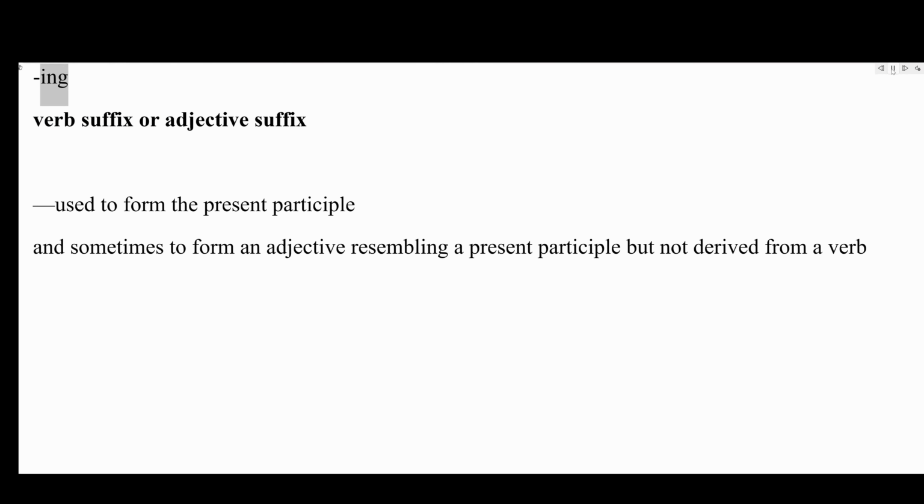-ing. Verb suffix or adjective suffix. Used to form the present participle, and sometimes to form an adjective resembling a present participle but not derived from a verb.